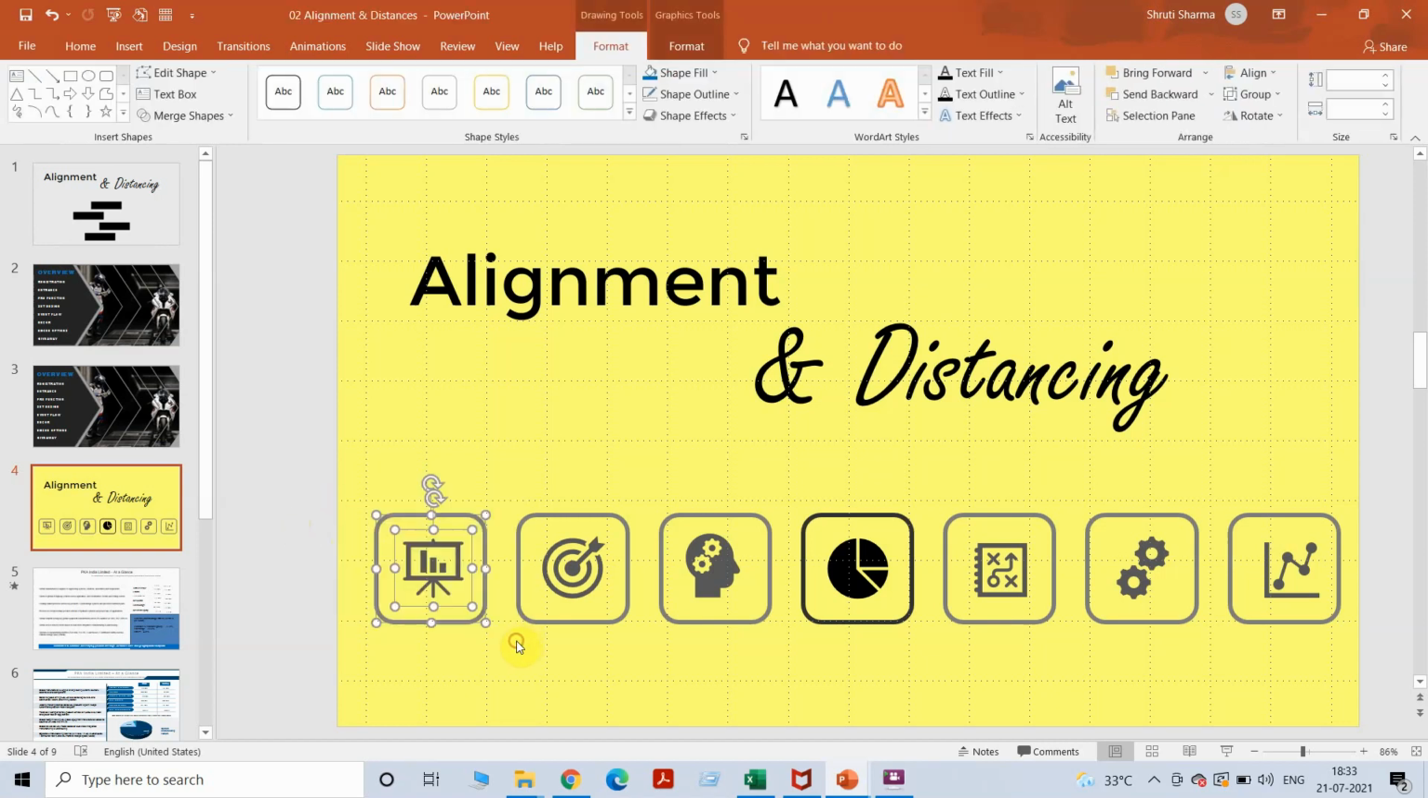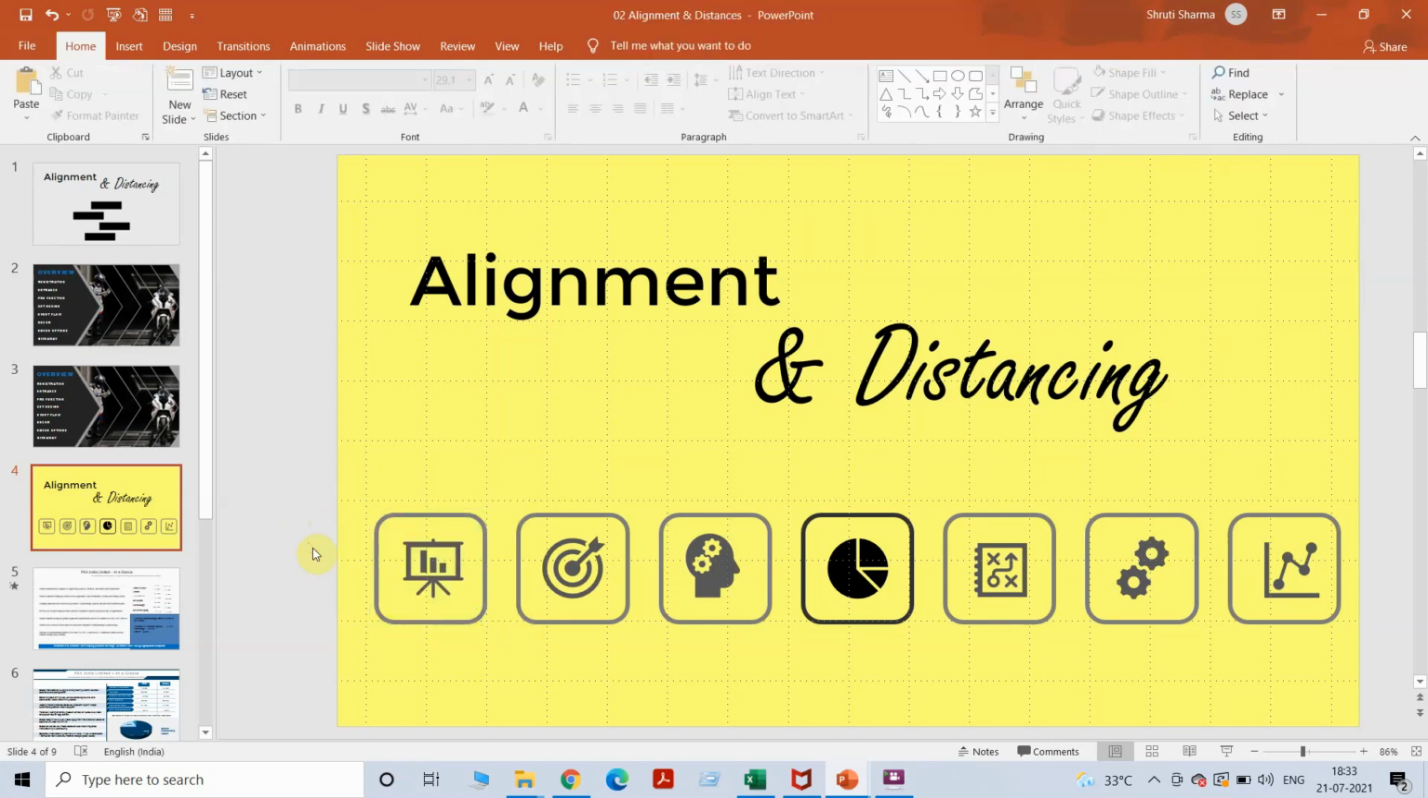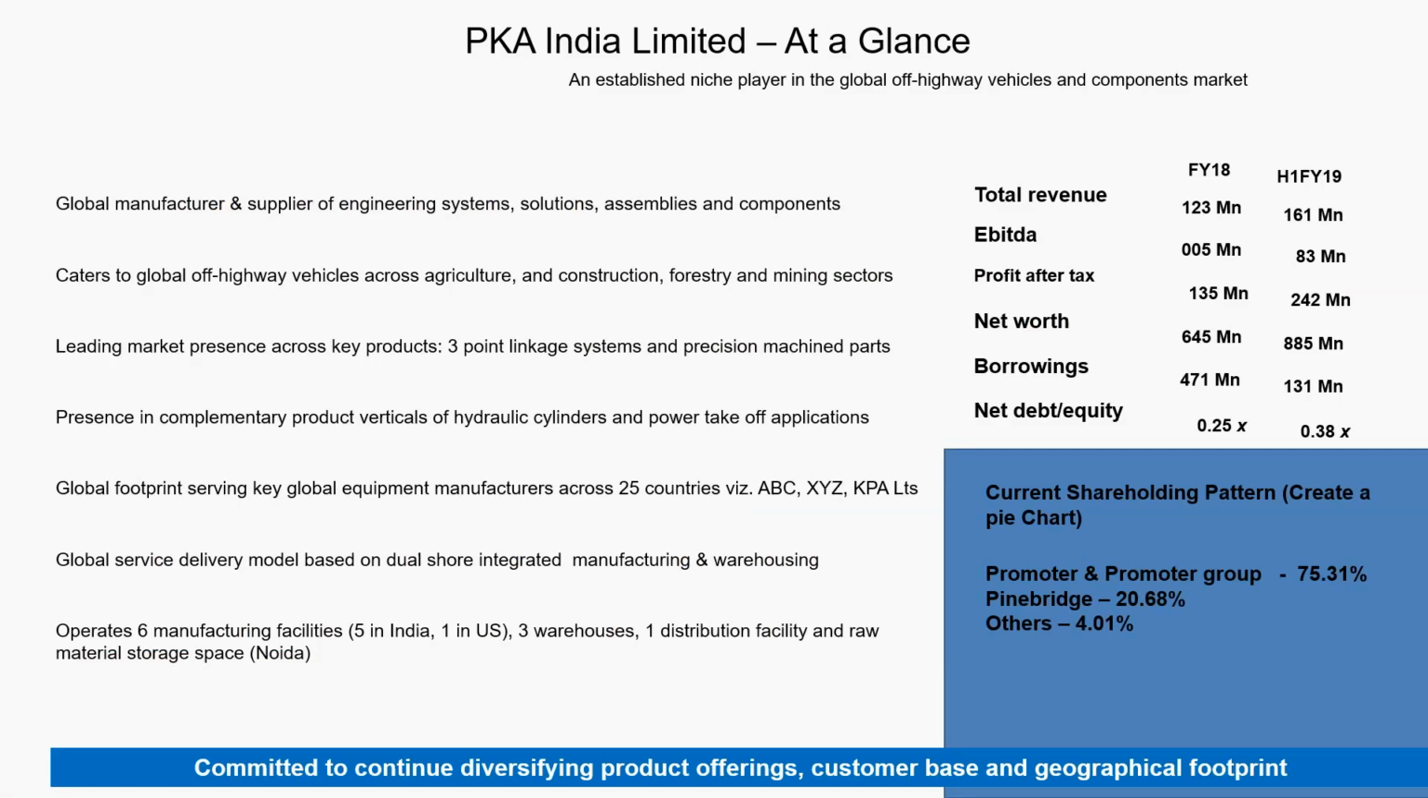So make sure that if you have two things, they are grouped. Alright. So I hope that you got a basic idea of how alignment works. Now let's look at this slide for example.